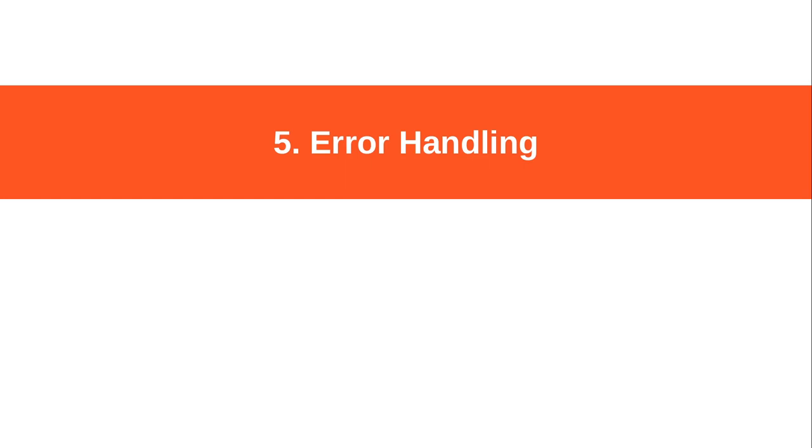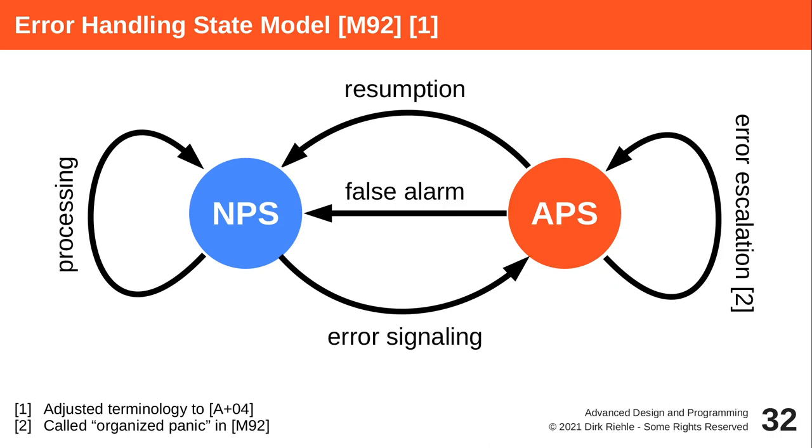So then, we detected errors and created an error information object, ideally in the form of an exception. And then we signaled that error, ideally by throwing an exception, thereby visibly, for the programmer and the runtime, switching into the abnormal processing state. And so signaling, escalation is taking place. And now hopefully we reach a state where someone can handle the error.